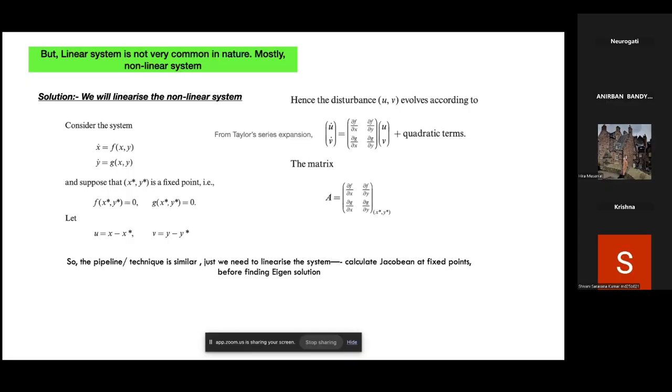What is the Jacobian? The Jacobian is nothing but taking the derivative of each function with respect to its x and y terms. So the Jacobian will have del f by del x, del f by del y in the first row, and in the second row del g by del x and del g by del y, if your functions are f and g. So the pipeline will be simple: same differential equations, but before finding a, b, c, d, we do a Jacobian around the fixed point, and then we go for the eigen solutions.